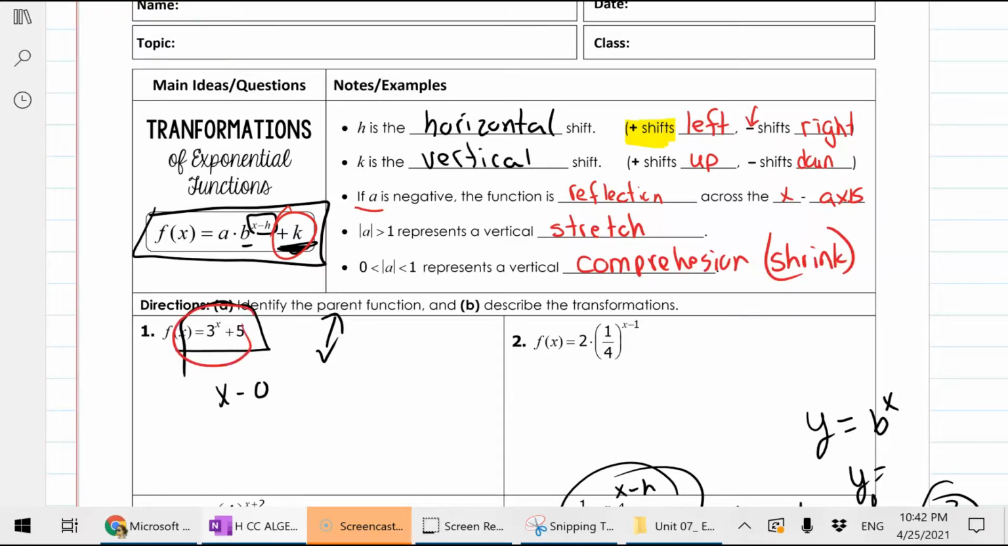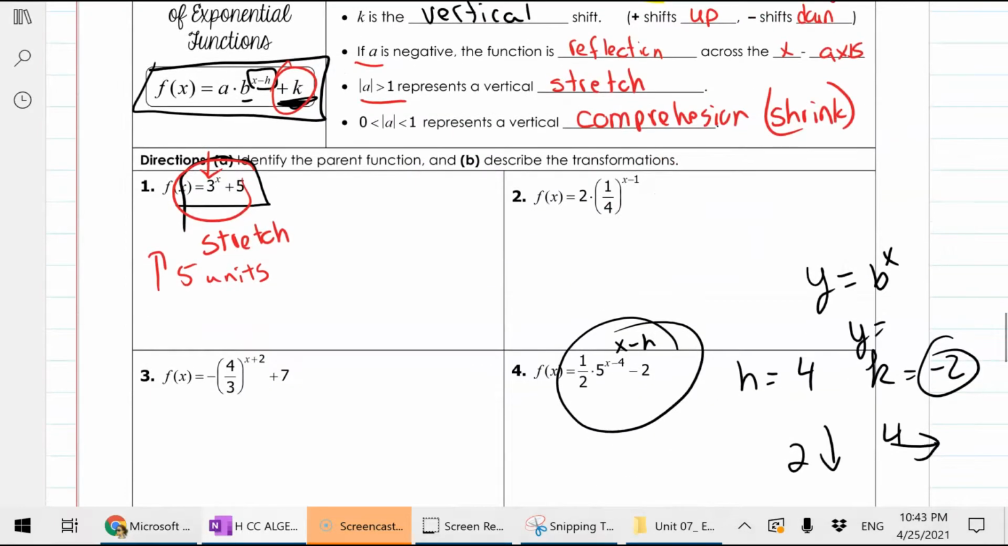Right? So over here, it's going to go up 5 units. And you've got 3 to the x power. So it's not going to shift left or right, but that's your a value. It's going to be a stretch. Okay. And basically that's about it. And then we'll just practice some.